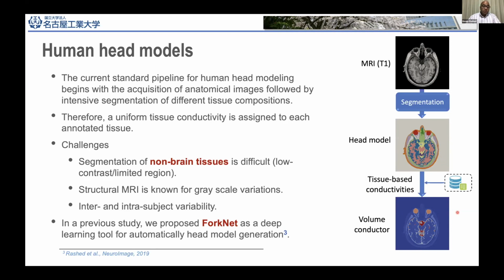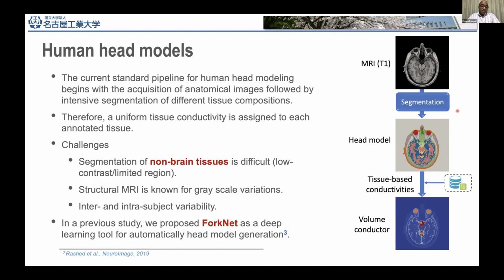The problem here is that segmentation is a time-consuming process. When we focus on the MRI, we find that the non-brain tissue is very difficult to segment, because the medical scanners are tuned to provide the brain tissues in high contrast rather than the non-brain tissues, which are medically of less importance. So usually the non-brain tissues are of low contrast or appear in very limited regions.